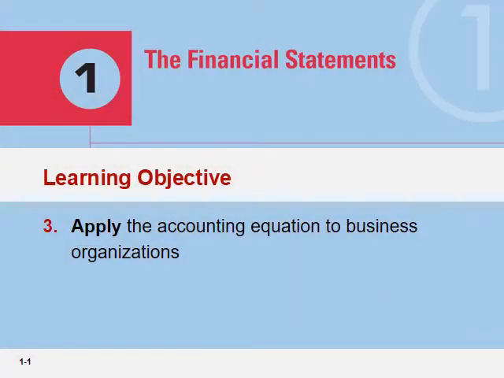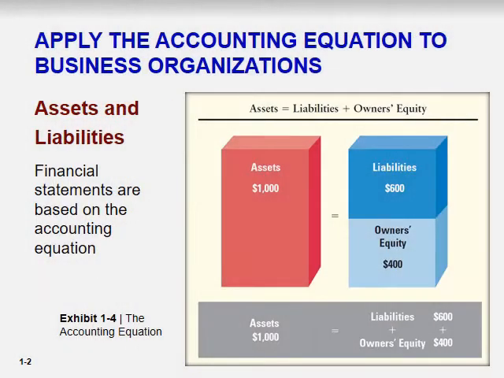So now we are starting our third learning objective, that is apply the accounting equation to business organization. So from here we are actually diving into our real principle of accounting subject. So here the accounting equation shows the relationship among assets and liabilities and owners equity.